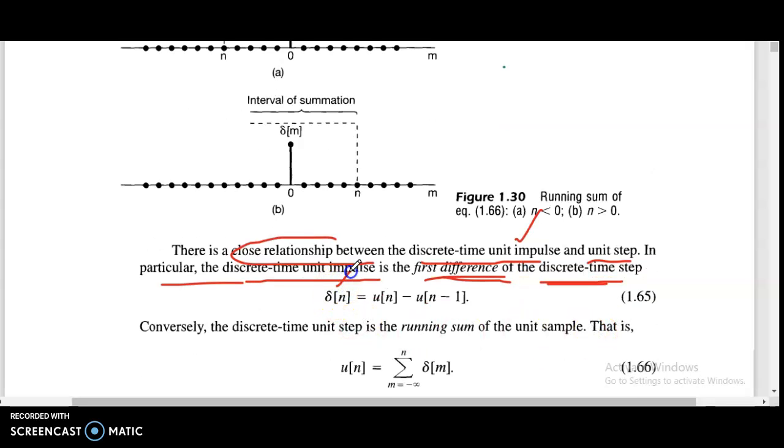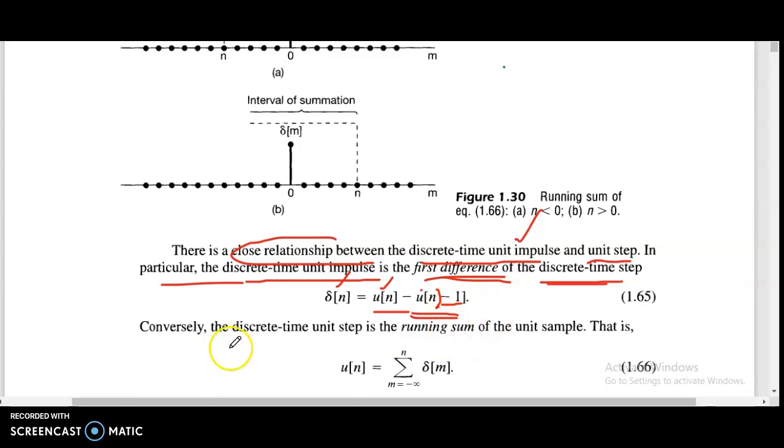Del of n, the unit impulse, equals u of n, the unit step, minus u of n minus 1. It means this is the previous, the past one, and this one is advanced compared to u of n minus 1.